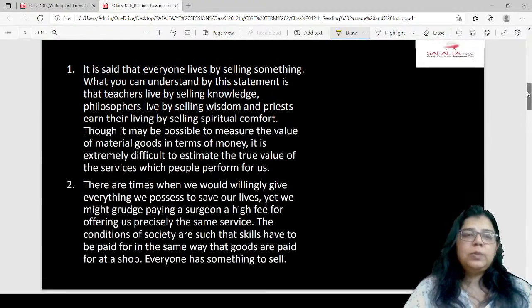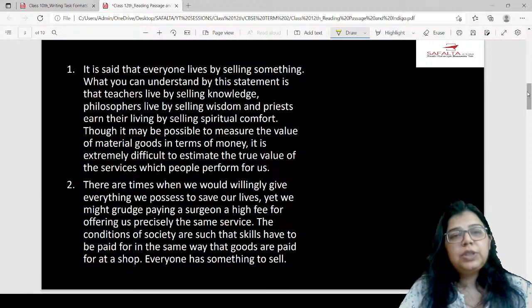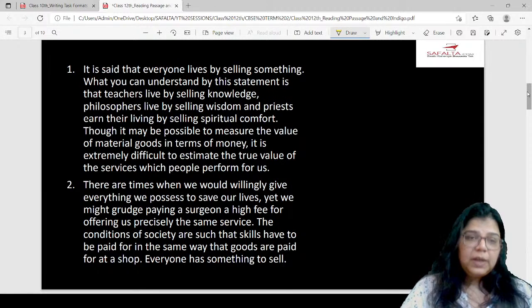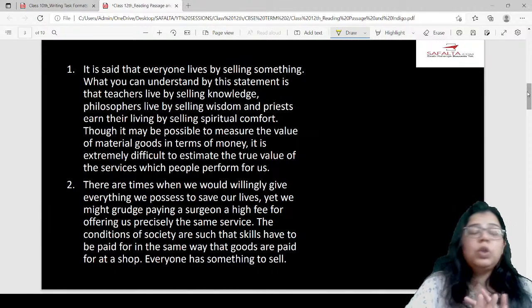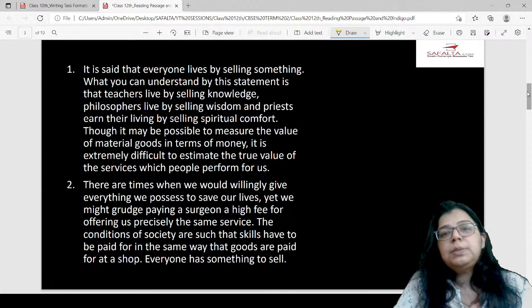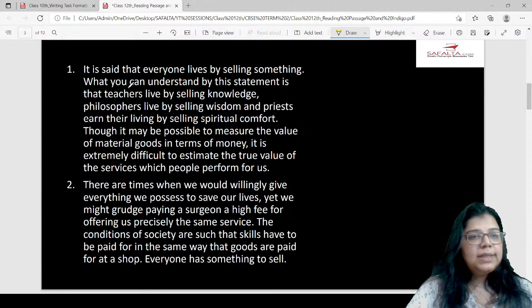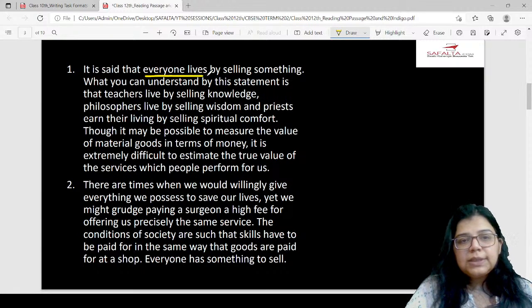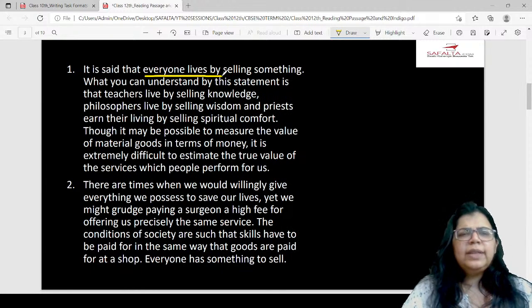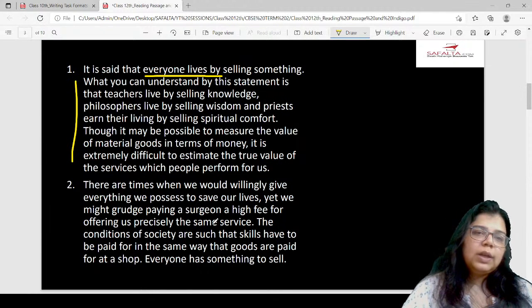Since it's the first question, the probability of finding the answer will be in the first paragraph itself. I'm repeating the word probability, it is not 100% sure, it's the probability that you will find it in the first paragraph, right? So let's see, here it says, it is said that everyone lives by selling something. Once you read the first line, you know that you're going to get your answer here.